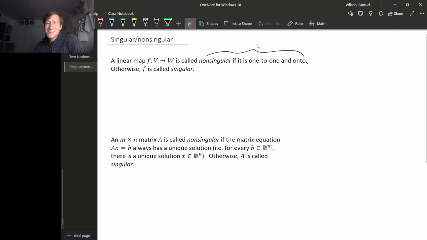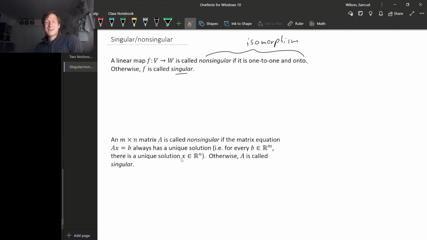Notice that, of course, if you have a linear map that is one-to-one and onto, really you're talking about an isomorphism. So using this definition, non-singular is really just the same as being an isomorphism. If your linear map is not non-singular, then it's called singular. So it might be not one-to-one, or it might not be onto.